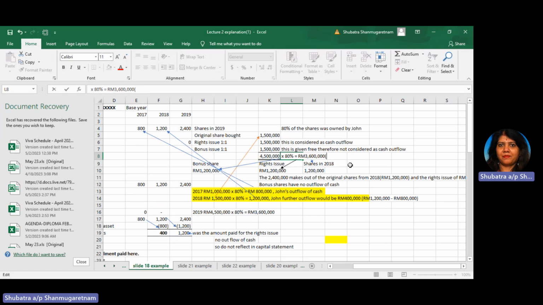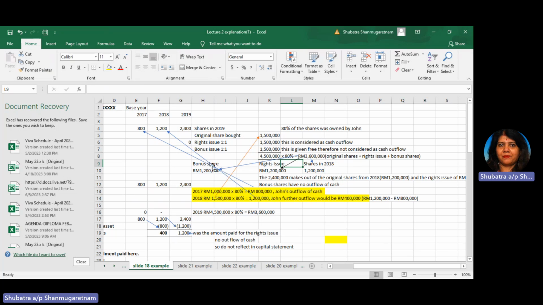So here will be your original shares plus rights issue plus bonus shares. That's how you get your 3.6 million. So 1.2 million is your original shares. Rights issue is another 1.2 million. Bonus shares is another 1.2 million.